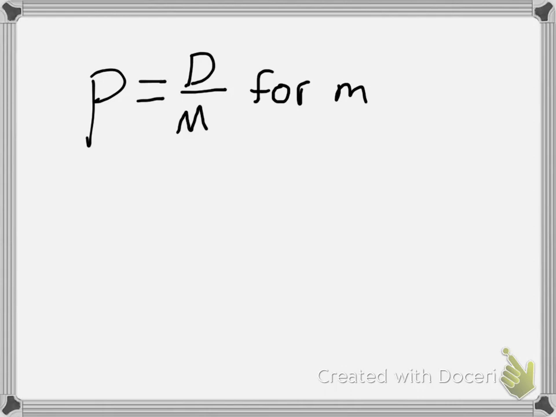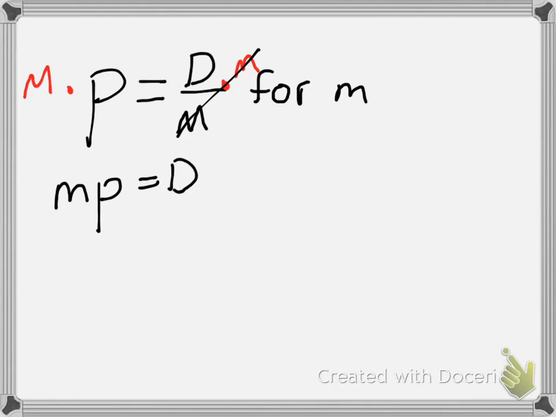What makes this problem difficult is the fact that the M is on the bottom. In order to get M by itself, we're going to have to first get it out of the denominator. So we have to get rid of that division by M, which means multiplying by M on both sides. The left side is now just M times P, or MP. On the right side, the division by M and the times M cancel each other out, so it's just equal to D.